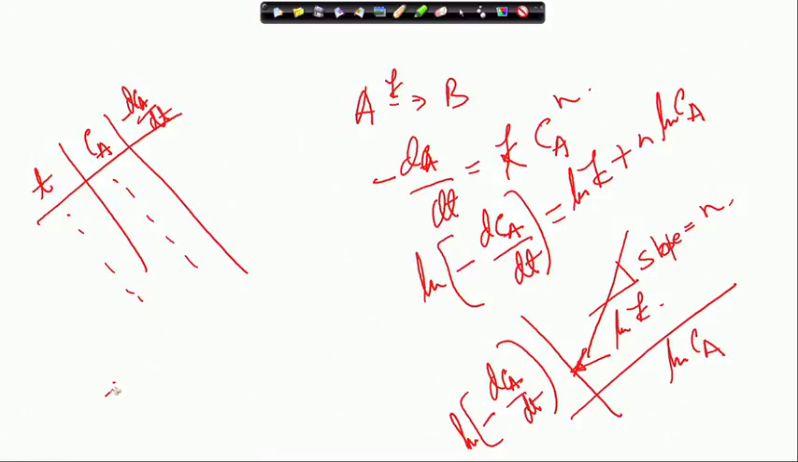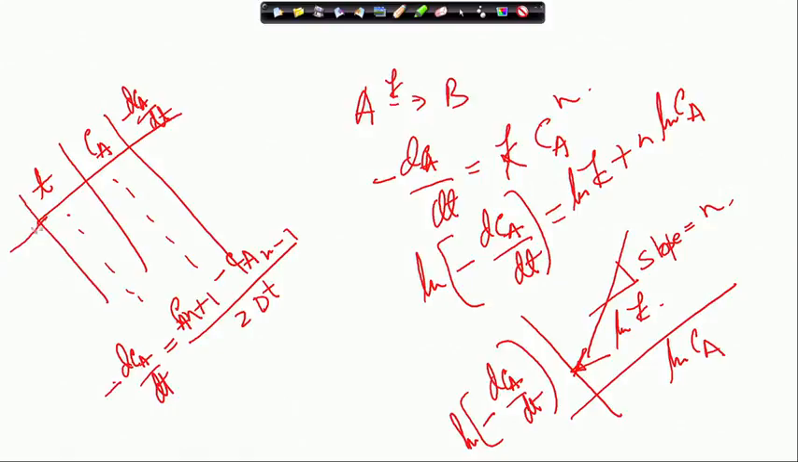The differential technique is that minus dCA by dt equals Ca at n plus 1 minus Ca at n minus 1, divided by 2 del t, where n is the sampling point. This n is the sampling 1, 2, 3, 4, 5. So through the differential technique we can find it out.